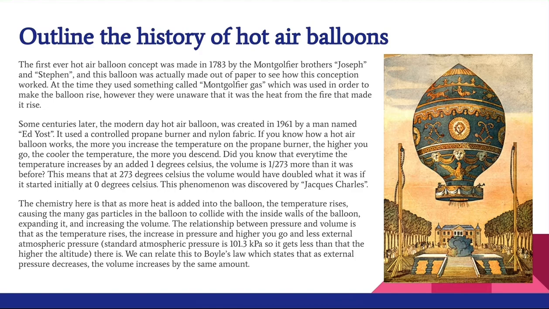And did you know that every time the temperature increases by an added 1 degree Celsius, the volume is 1 out of 273 more than it was before? And this means that at 273 degrees Celsius, the volume would have doubled what it was if it started initially at 0 degrees Celsius. This phenomenon was discovered by Jacques Charles.